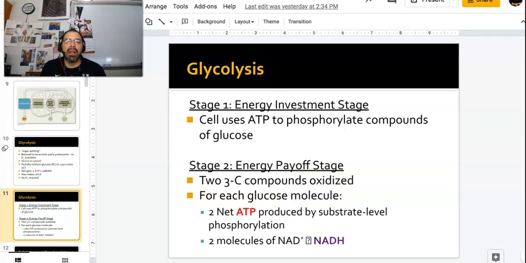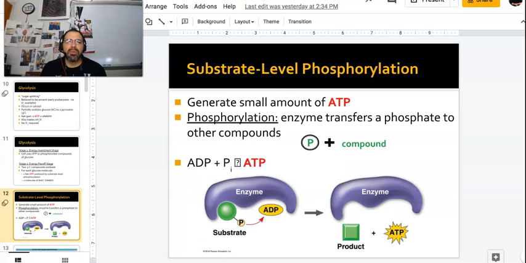And so when we talk about glycolysis, there's 2 stages. You've got stage 1, which is your energy investment stage, and stage 2, which is your energy payoff stage. In the energy investment stage, you use ATP to phosphorylate compounds of glucose, and the energy payoff stage is where the 2, 3-carbon compounds are oxidized. There's that term again. And then for each glucose molecule, here's the key: you net 2 ATP produced by substrate-level phosphorylation, and 2 molecules of NAD+ will become NADH. So what is substrate-level phosphorylation?